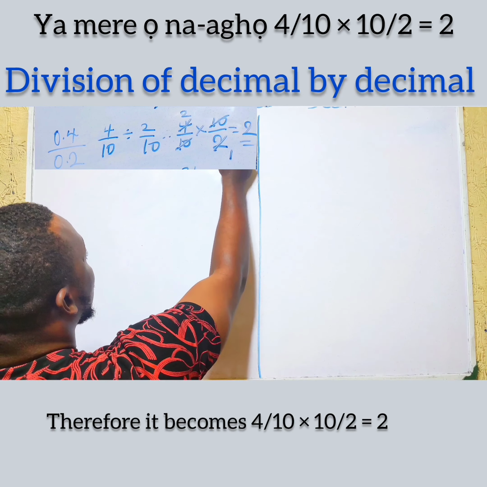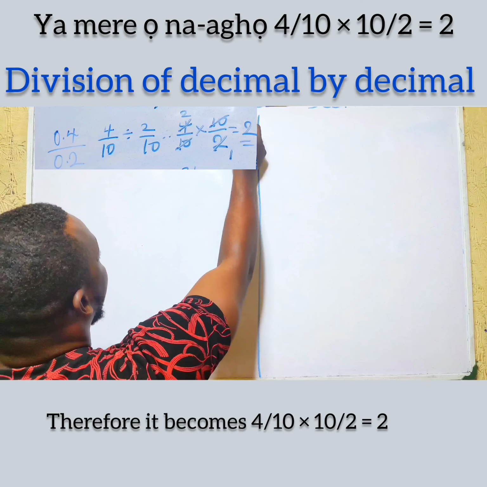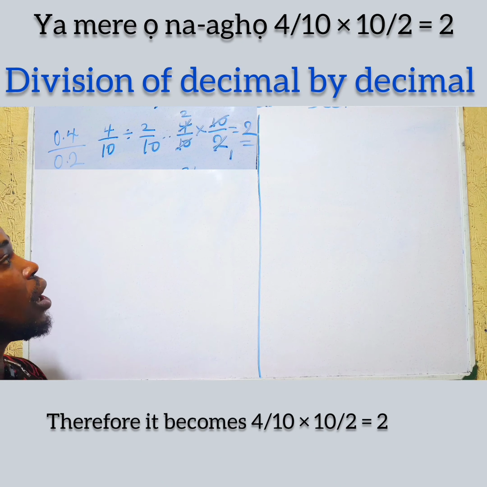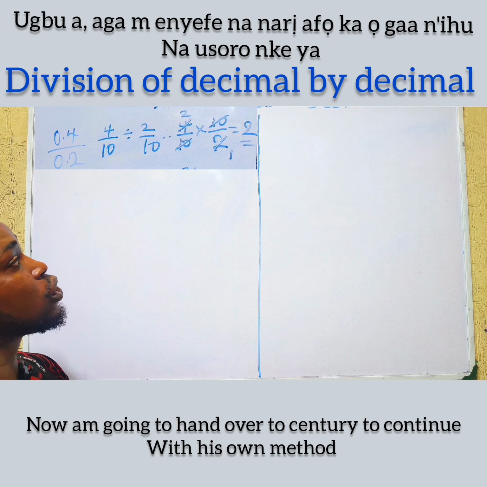10 we cancel 10, 2 here, 1 into 4, 2. Therefore, our final answer here is 2. Now, the final answer we have here is what? 2. Now, I'm going to hand over to Century to continue with his own method.